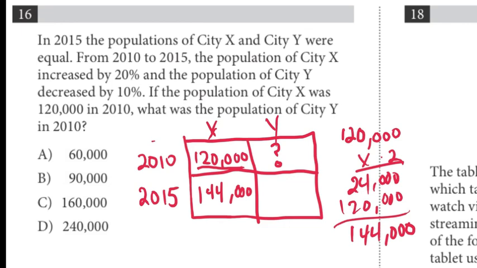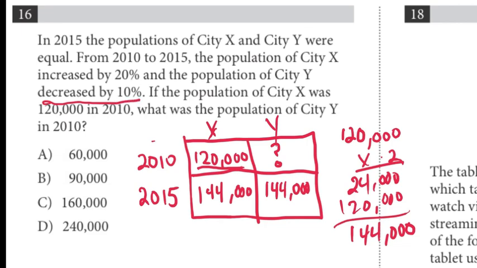All right, now let's calculate the value of Y in 2015. It says that the populations of city Y are the same in 2015. So we know that this is also 144,000. Now we can work backwards and find our answer, because city Y from 2010 to 2015 decreased by 10%.